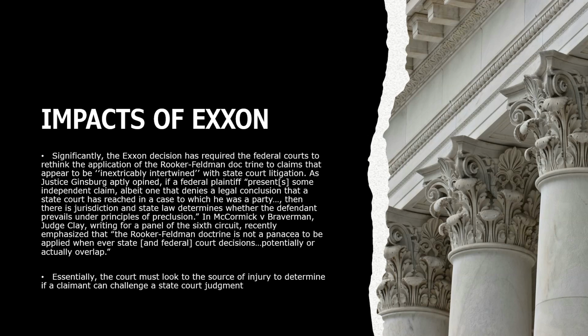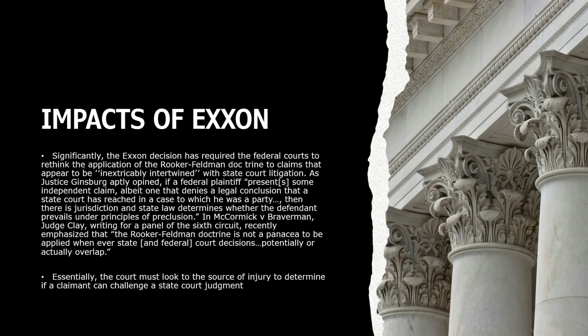So the impacts of this decision were significant. The Exxon decision has required the federal courts to rethink the application of the Rooker-Feldman doctrine to claims that appear to be inextricably intertwined with state court litigation. As Justice Ginsburg aptly opined, if a federal plaintiff presents some independent claim, albeit one that denies a legal conclusion that a state court has reached in a case to which he was a party, then there is jurisdiction and state law determines whether the defendant prevails under principles of preclusion.